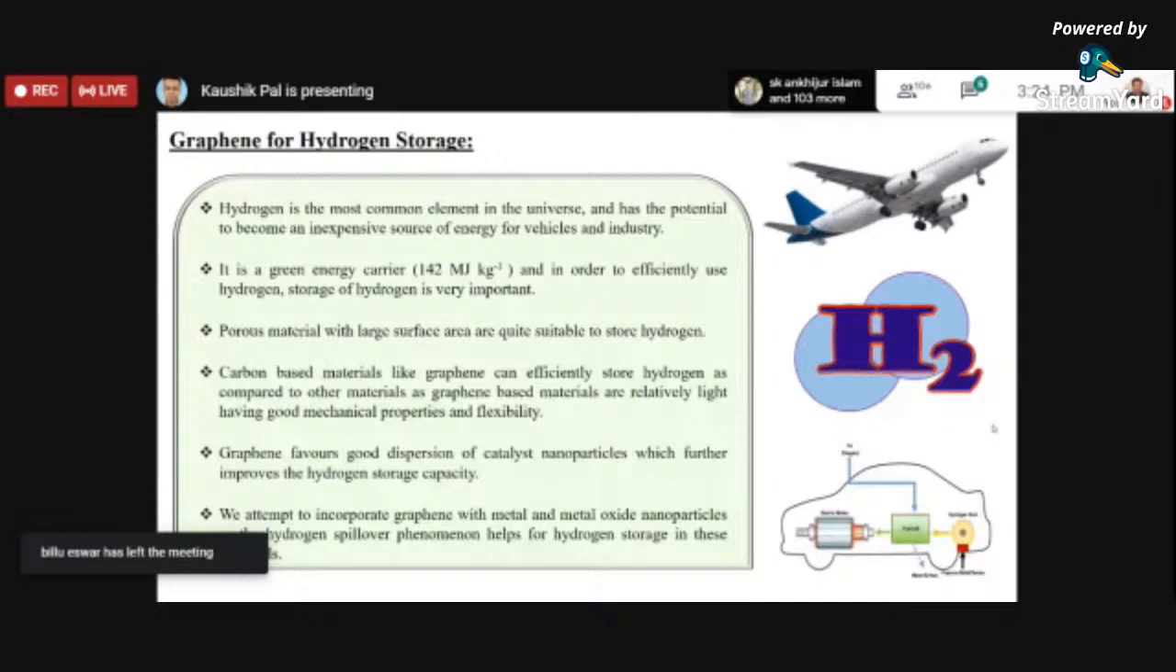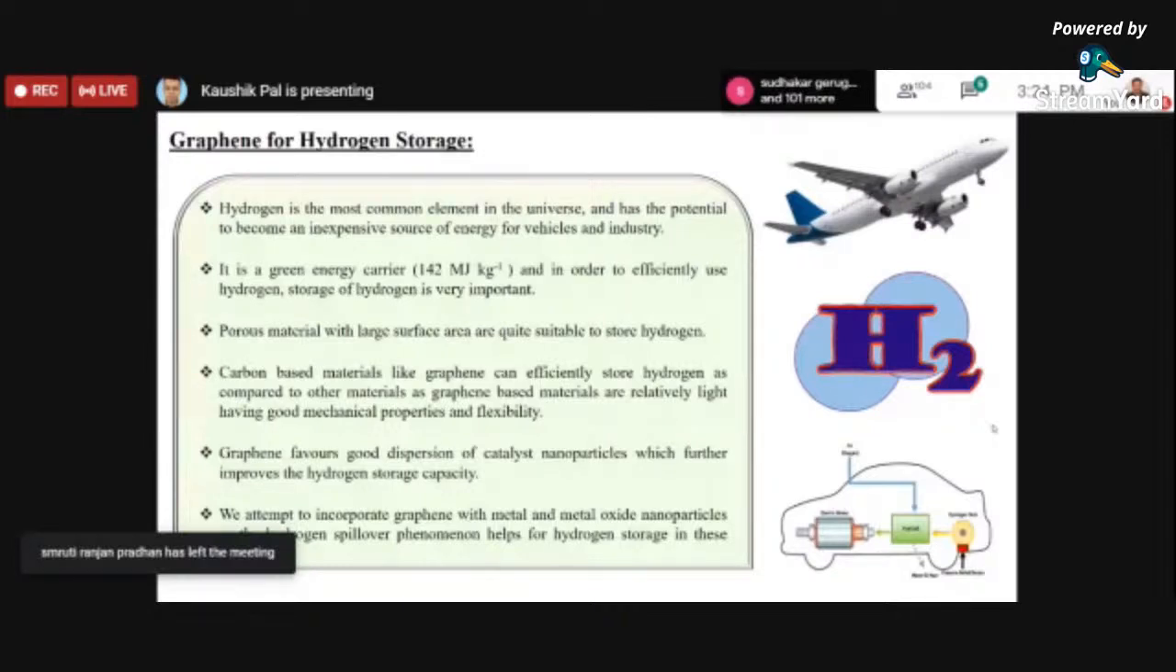Carbon-based materials like graphene can store hydrogen efficiently as compared to other materials, as graphene-based materials are relatively light, having good mechanical properties and flexibility. Graphene favors good dispersion of catalyst nanoparticles, which further improves the hydrogen storage capacity. We attempt to incorporate graphene with metal and metal oxide nanoparticles.